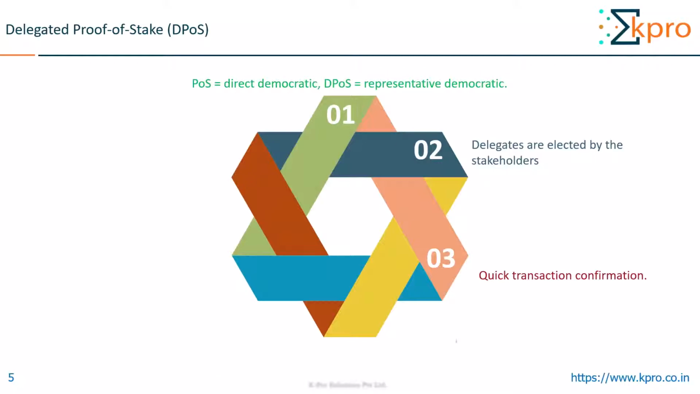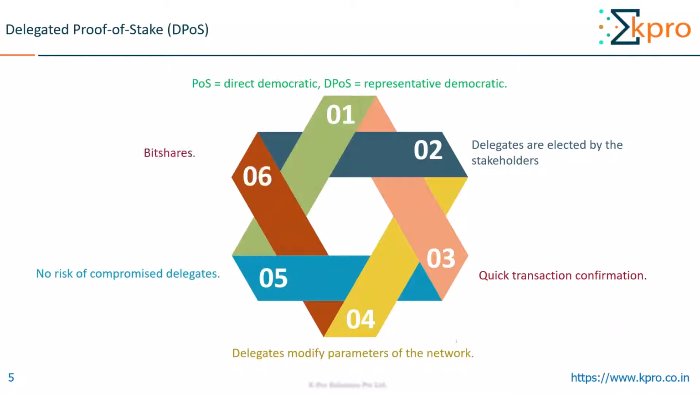Again, the parameters of the network, such as block size, can be modified by the delegates. But there is no worry of dishonest delegates as they can be easily voted out. And this DPoS, that is delegated proof of stake, is the backbone of BitShares. So this is all about delegated proof of stake.